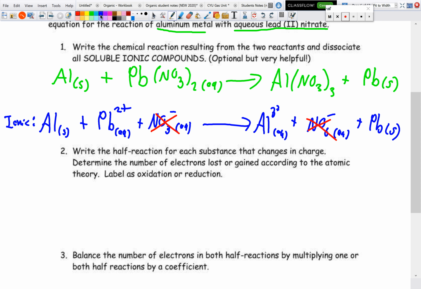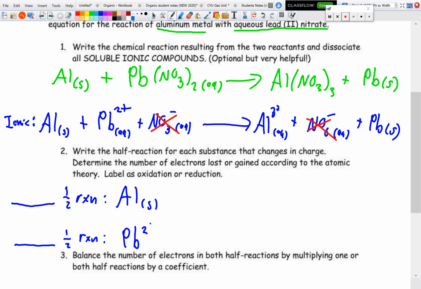So what we can do right now is we're going to have two half reactions. So we're going to have a blank half reaction, so this is either going to be oxidation or reduction, and same thing, this is going to be oxidation or reduction. So we're going to look at what's happening to our aluminum solid, and we're going to look at what's happening to our lead 2+.